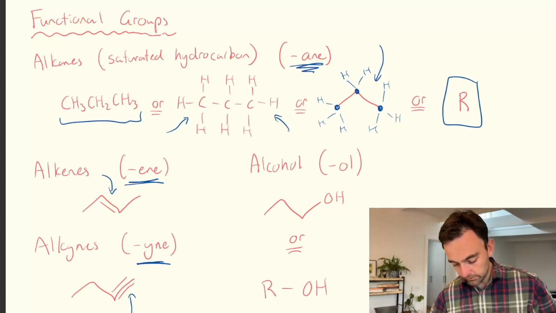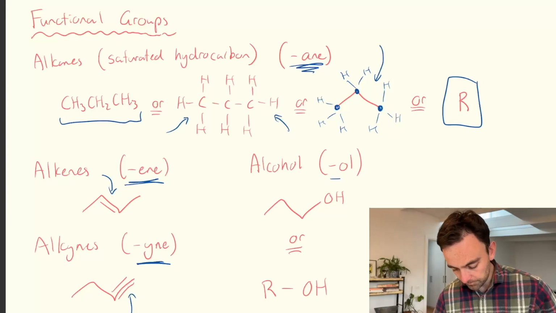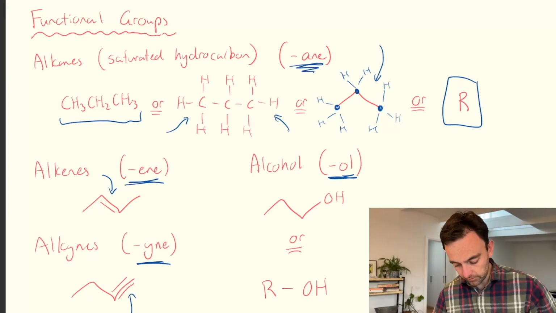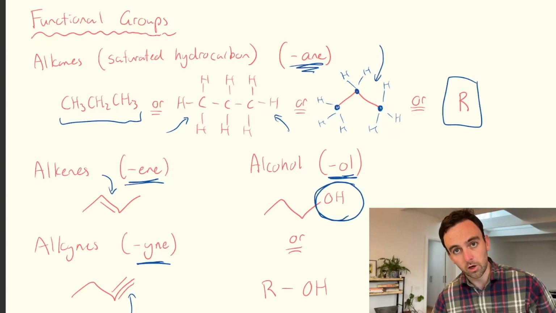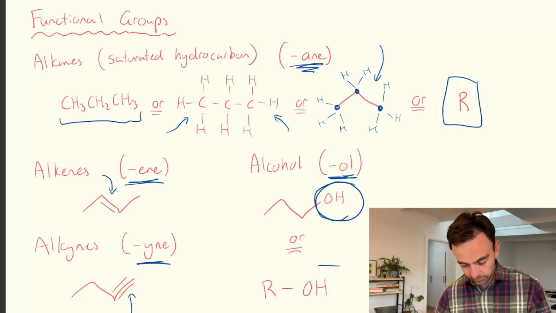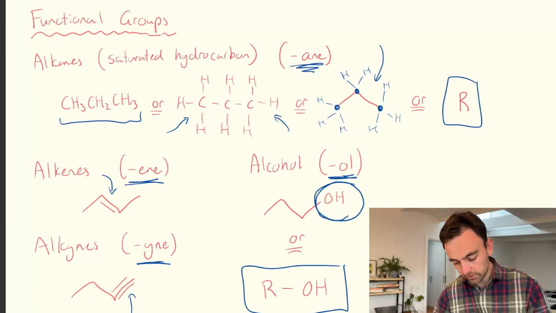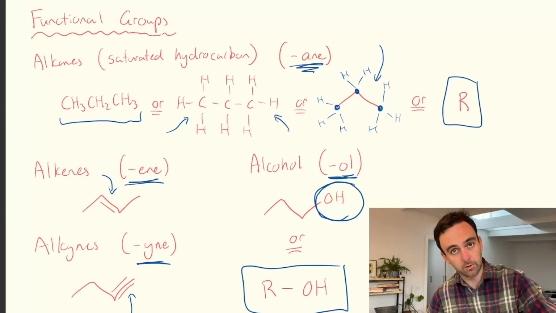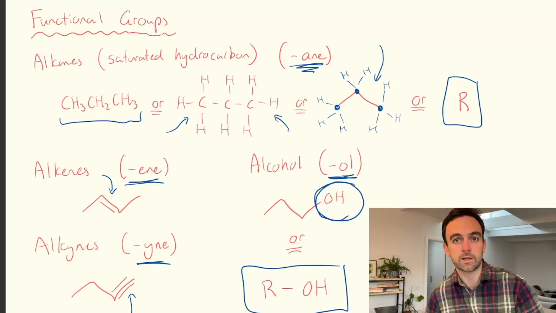And then next we have alcohols. So alcohols have the suffix -ol, and all they are is just a hydrocarbon with the additional OH group there at the end. I've also written it in the other form, so you might see it as ROH, and that just means a hydrocarbon of variable length with an OH group or a hydroxy group at the end.